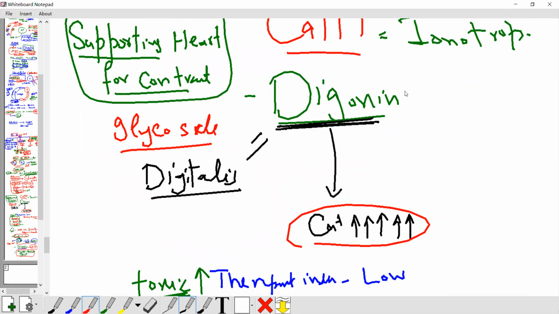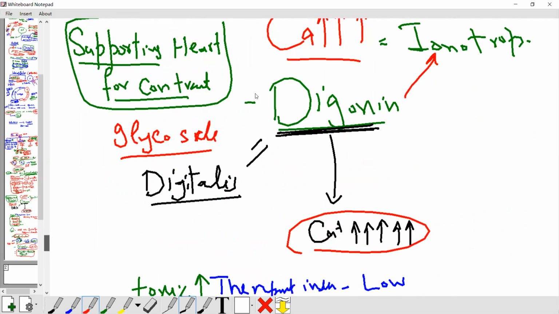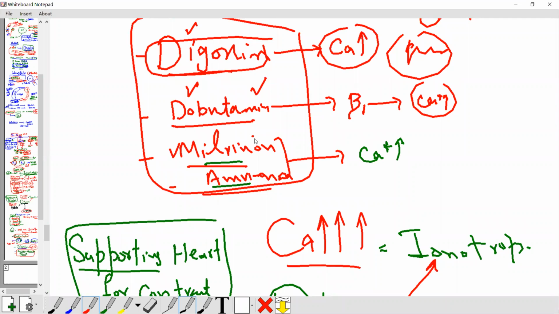Digoxin, what is digoxin? It's an inotropic. But there are other inotropics: you can use dobutamine, you can use milrinone, you can use amrinone. The most important one to keep in mind is digoxin. It's all about heart failure.